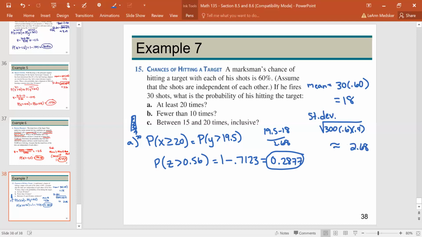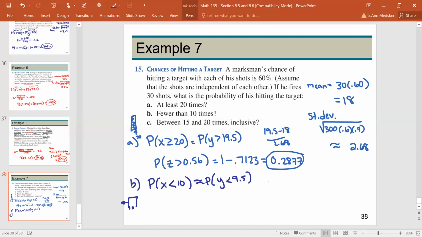Now, fewer than 10 times does not include the 10. So when we do our conversion, we have to be careful about that. So for part B, he wants to do fewer than 10, which means in terms of going to a normal distribution, we're not shading the 10. So we're shading below it, but not including it. So we're going to have to go down to 9.5. So our y needs to be less than 9.5.